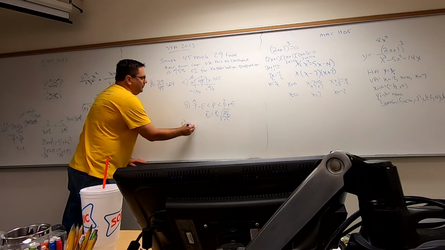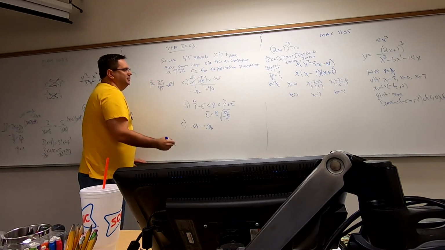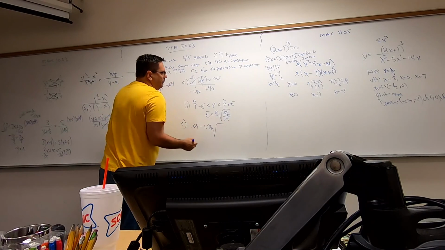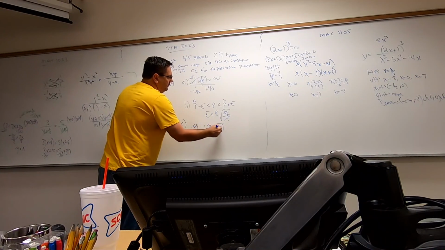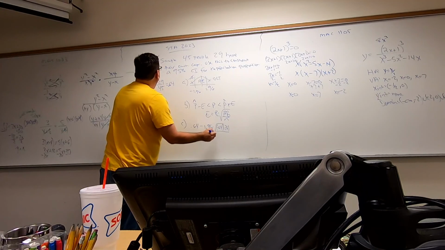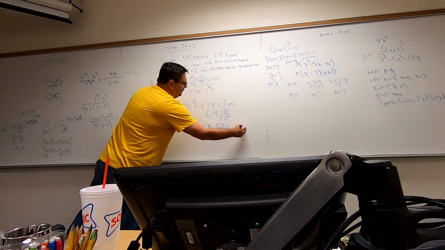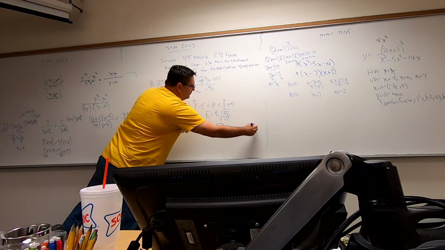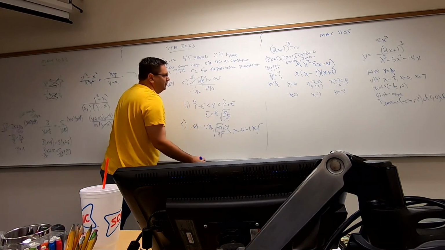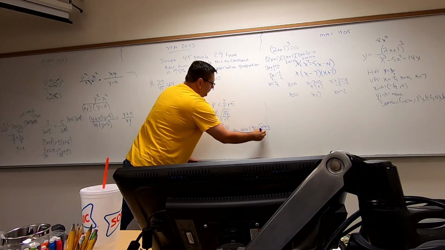So it's 0.64 minus 1.96 times the square root of 0.64 times 0.36 divided by 45. 0.64 plus 1.96 times the square root of 0.64 times 0.36 divided by 45.